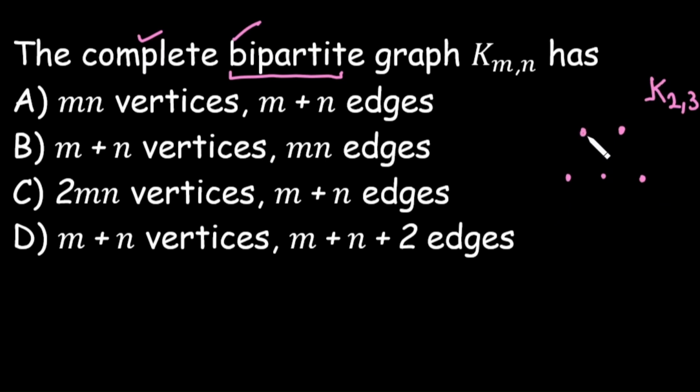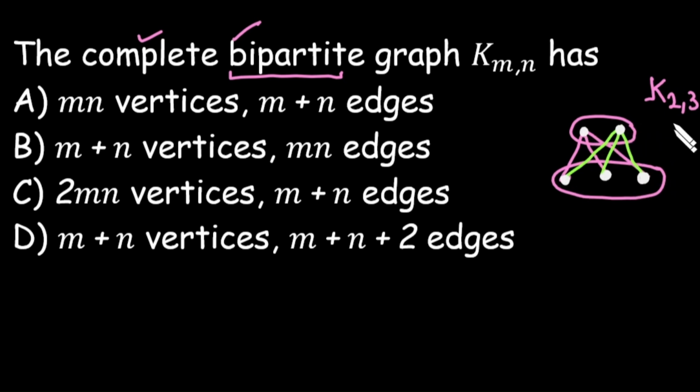As per the bipartite definition, no two vertices in the same set are connected. It means these two vertices do not have any edge between them, and similarly for these 3. Now we need to make it complete. It means every vertex of one set is connected to every vertex of the other set. So here we have the K2,3 graph. How many vertices do we have? That is 5, the sum of these two. So the total number of vertices is not the product.